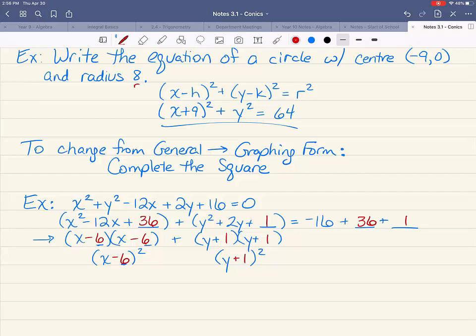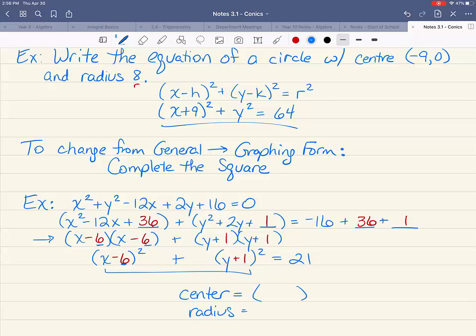If you notice now, this bottom line right here matches the formula up here. All we need now on the right-hand side is what it equals. So negative 16 plus 36 is 20, plus 1 is 21. And we have now changed our general form into graphing form. And we can now tell what the center is and what the radius is.